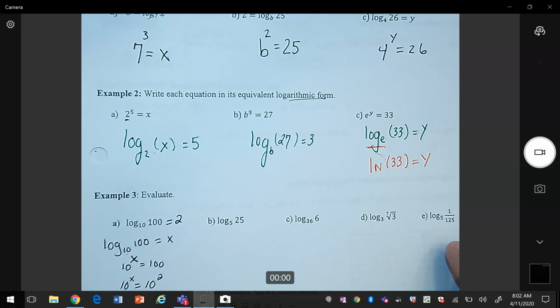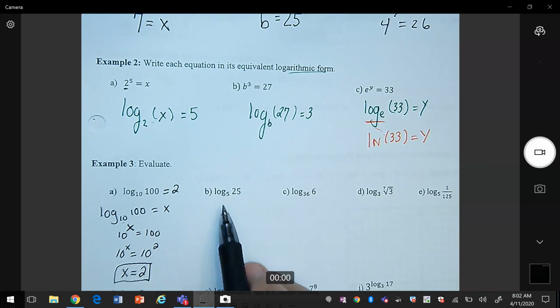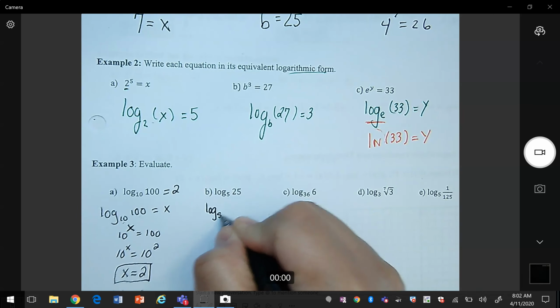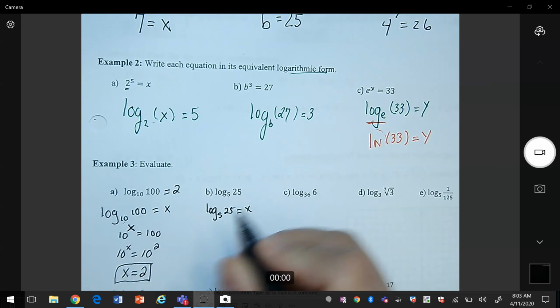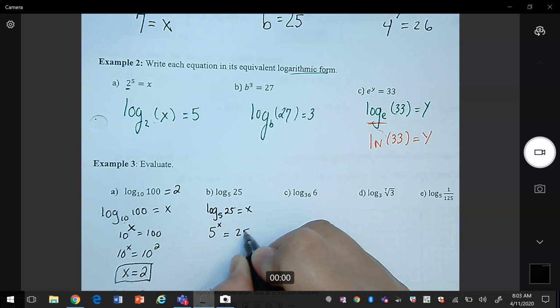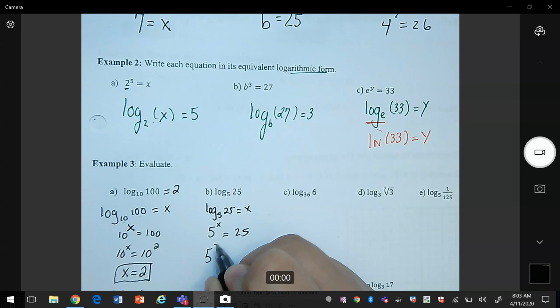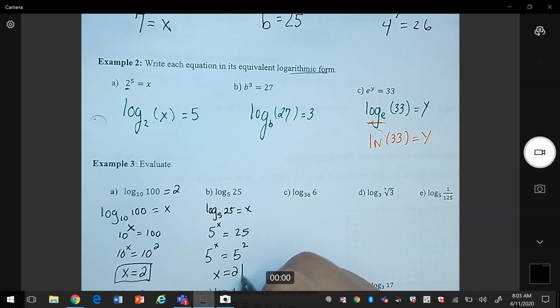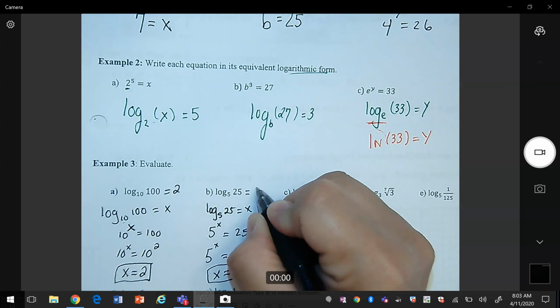So if we look at letter B, what power does 5 have to be to give us 25? 5 would have to be 2. 5 squared would be 25. However, let's work it out. So we can change this to exponential form. And then we can write 25 as 5 squared. So log base 5 of 25 is 2.